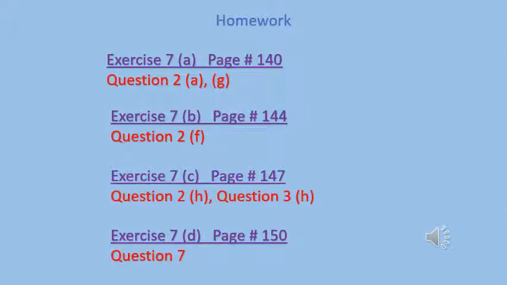Homework: Exercise 7a on page number 140, question number 2, part A and part G. Exercise 7b on page number 144, question number 2, part F. Exercise 7c on page number 147, question number 2, part H, and question number 3, part H. Exercise 7d on page number 150, question number 7.